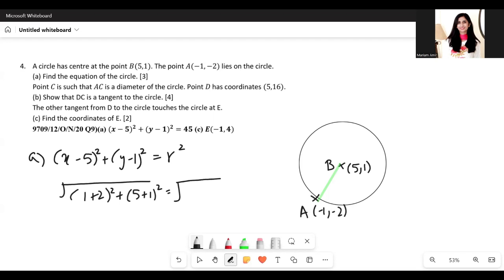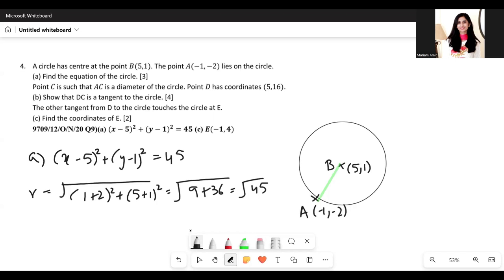So we have 9 + 36, that is square root of 45. This is the radius. And then when we square this, we get 45, so we write 45 over. That's part A, equation of the circle.